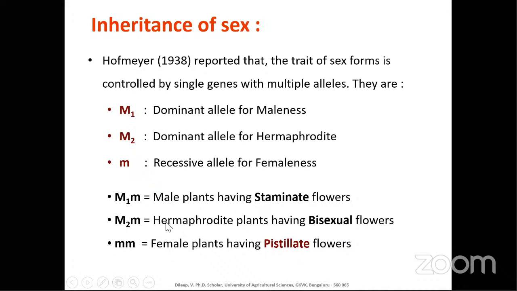Capital M2m are the hermaphrodite plants. Since small m is female, that is recessive, the dominant trait will express over the recessive one, and this is the male plant only. So this is the female plant. When the recessive has to be expressed, it has to be in the homozygous form. When small m is associated with any of the dominant genes, it won't be expressed. Only in the homozygous condition will it express. So this is the female.